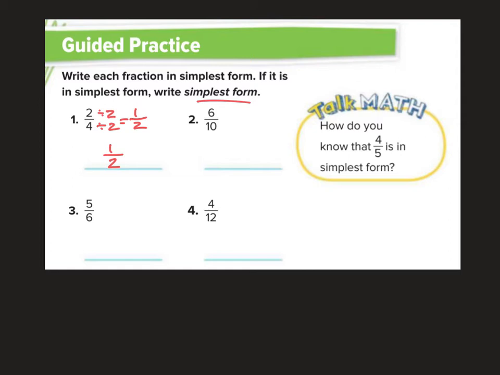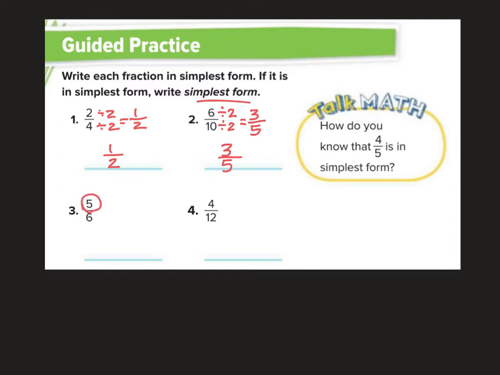6/10, if I divide, I see that 2 can go into 6 and 10. So I'm going to divide by 2, divide by 2, and get 6 divided by 2 is 3. 10 divided by 2 is 5. Now, 3 and 5 are both prime, so I know that's going to be simplest form. 3/5.